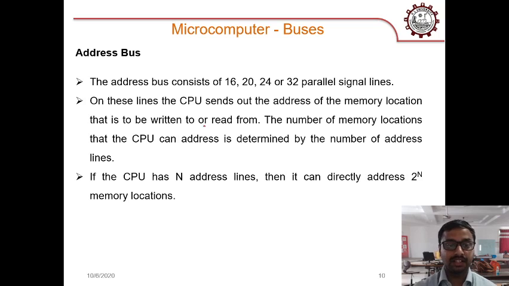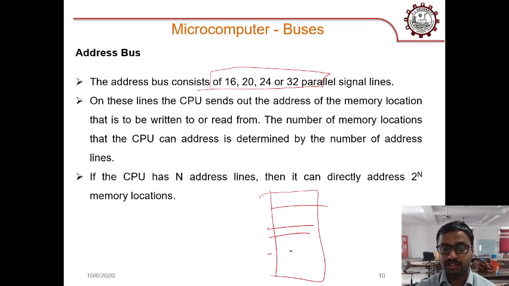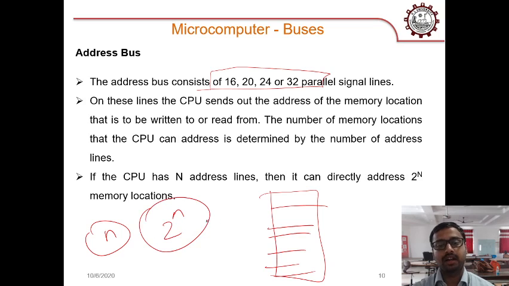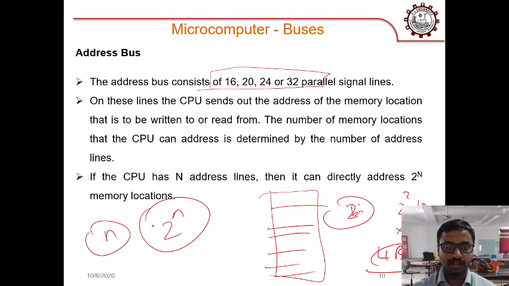There is a significant thing regarding the address bus. The address bus need not be related to the data. The address bus will tell you how many memory locations I can have. That means if you have an n-bit address bus, you can access 2 power n locations. If you have a 2-bit address bus, you can access 2 power 2 locations. And what is the size of data at each location? Let's say each is 1 byte. I can access 4 bytes of data. That means I can have 4 bytes of memory in my computer.